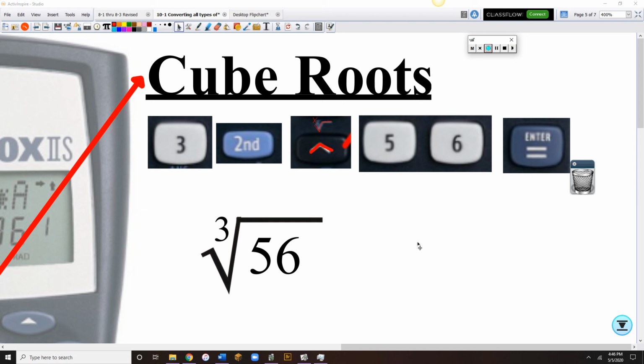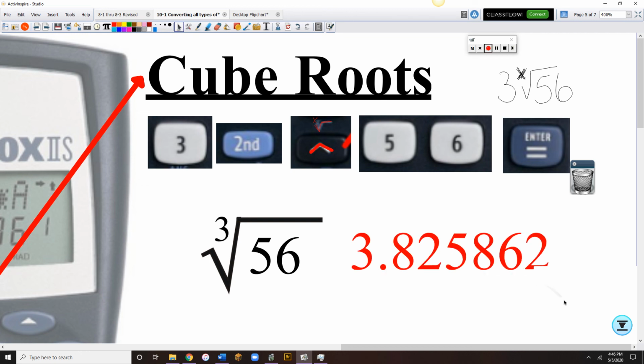If you try to use the other root, if you try to do 3 square root 56, you're not going to get the right answer. So make sure when you look at your calculator screen that it says 3 x root 56. That's what your screen should look like. If that x is missing, that's a problem. And our answer is 3.825862. Here again, I just used the first 6 decimal places and chopped off the end.